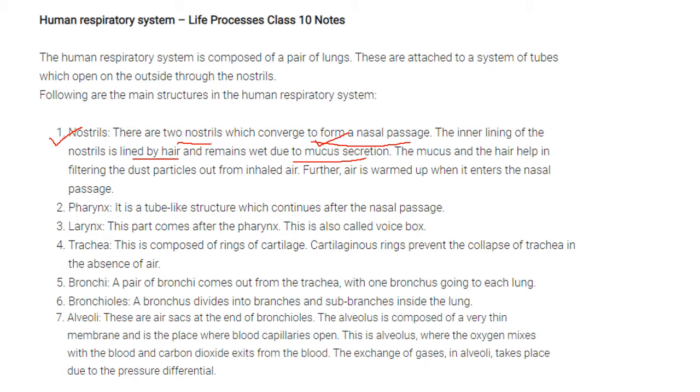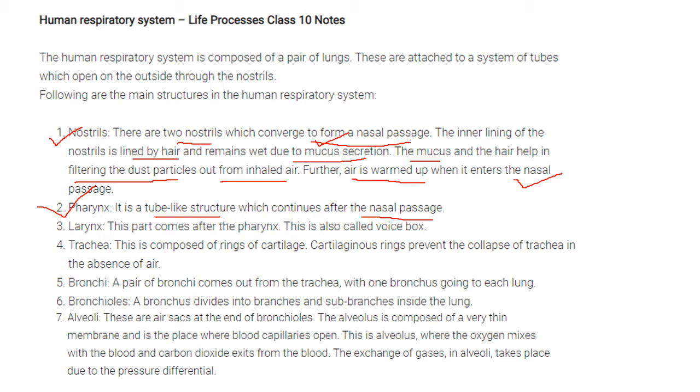And what is the function of mucus? It helps in filtering dust particles out from the inhaled air, and then the air is warmed up when it enters the nasal passage. Then the second part is the pharynx. It is a tube-like structure which continues after the nasal passage. That means soon after the nasal passage the pharynx is present.